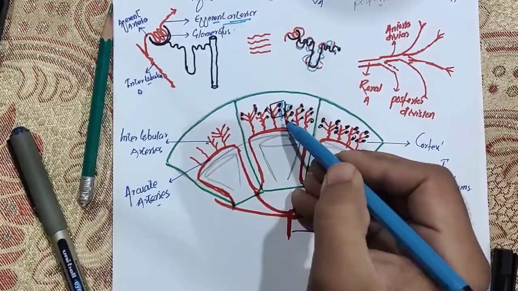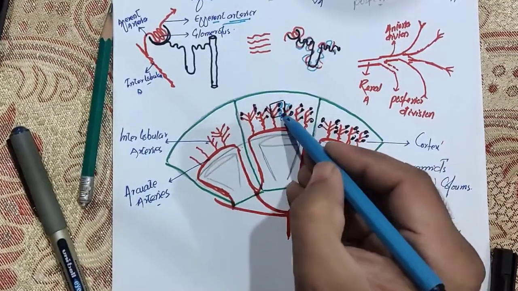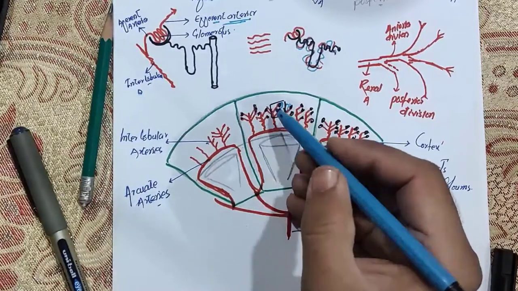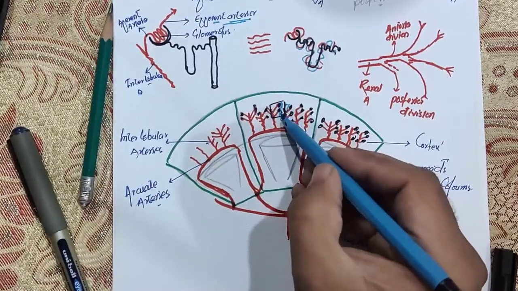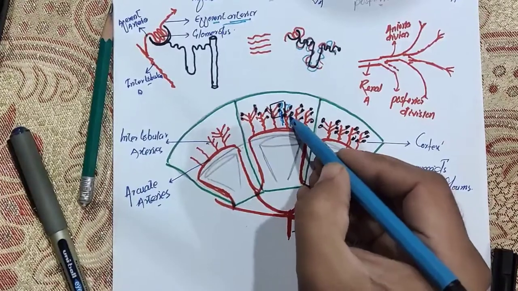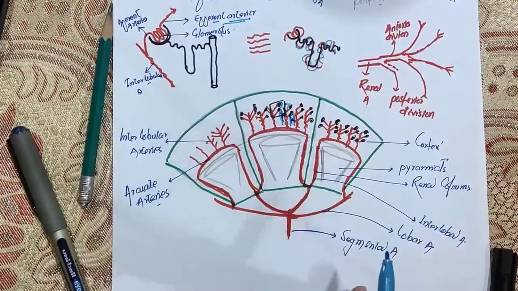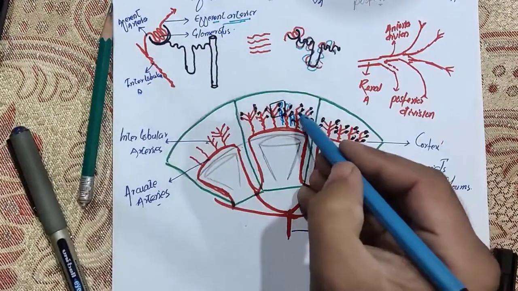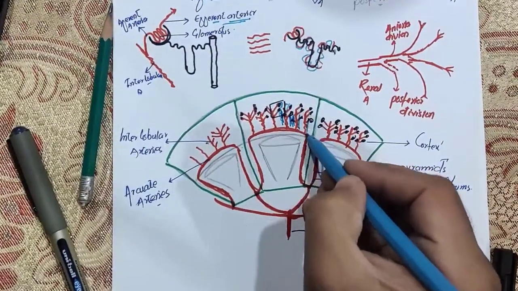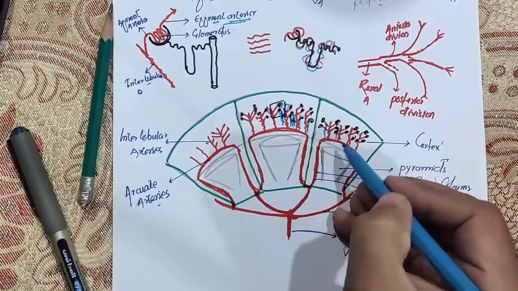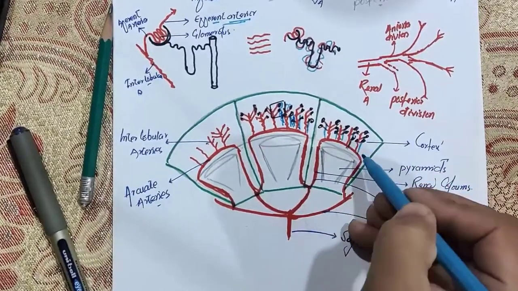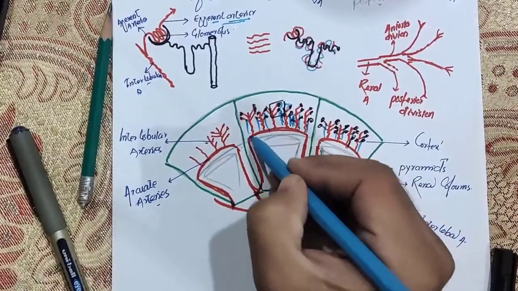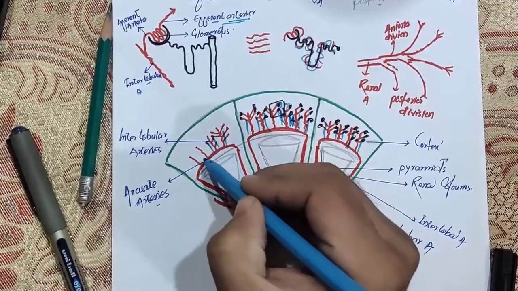Okay, now what will happen? The peritubular network or plexuses will make interlobular veins. We took the arterial blood and now we are taking back the venous blood. So what are these? These are interlobular veins, right? Like this. So these are interlobular veins. You understand now clearly.